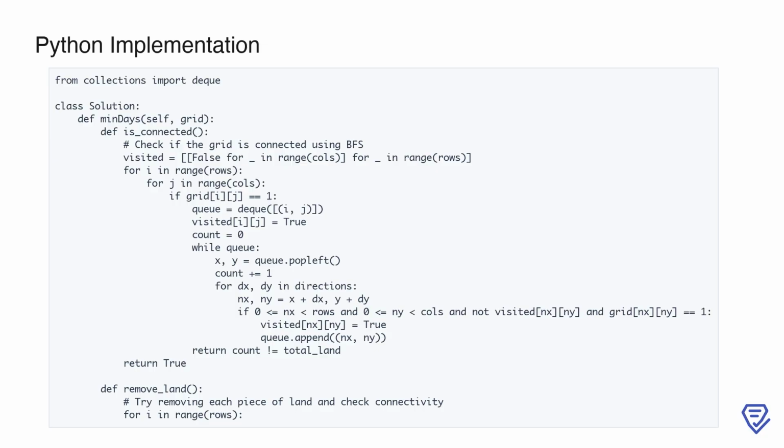We also count the number of land cells that we visit. If the total number of visited land cells is not equal to the total land cells in the grid, it means the island has been disconnected. Otherwise, the grid remains connected. If no land cells are found, the function returns true, meaning the island is already disconnected.